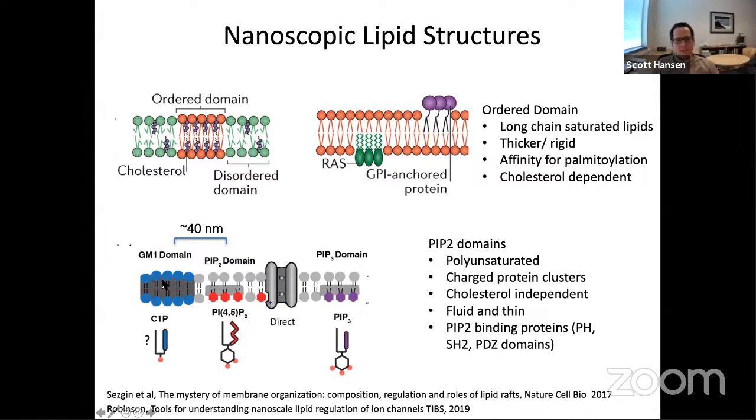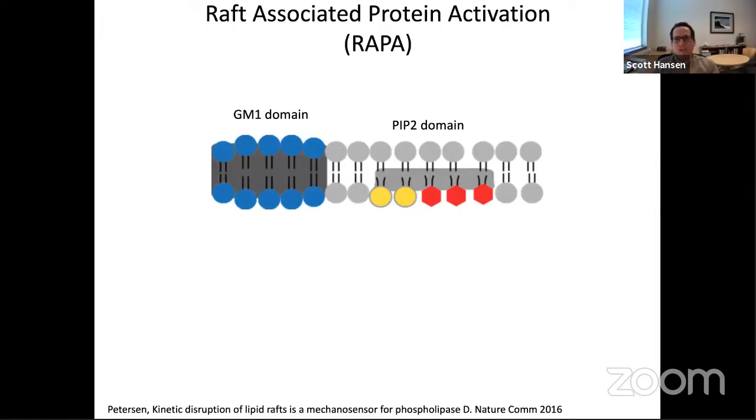If you think about that, you have now two partitioned areas. One binds to PIP2, or a protein can bind to PIP2, or it can bind to these GM1 domains. And so this turns out to have an effect that we call raft-associated protein activation, or RAPA. And what this is, we first discovered this, or described this.